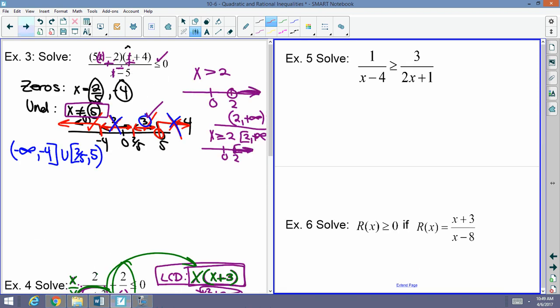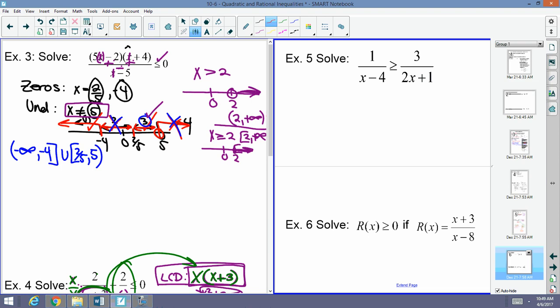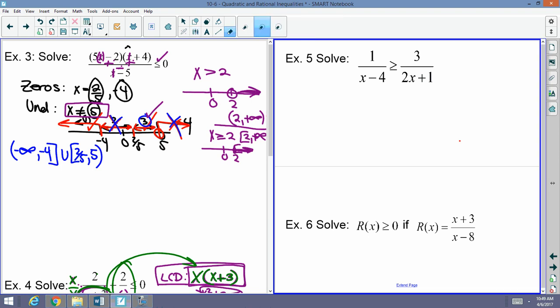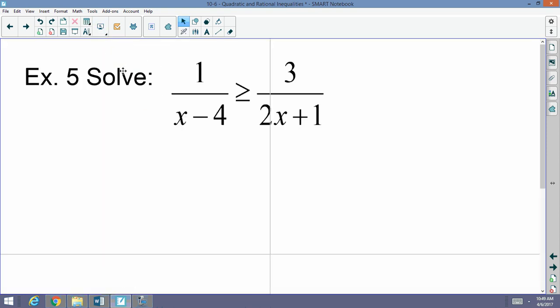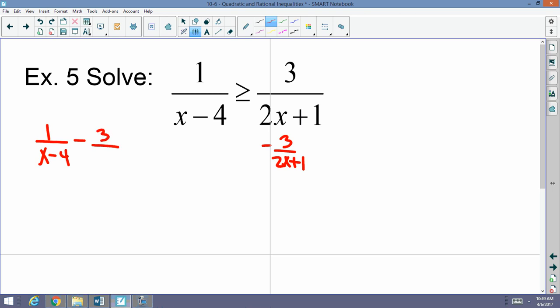All right. How about this bad boy right here? Good. Last one. We got plenty of time. This is a good one. Okay. Here. What do we do? What do you think I do first? Good. Thank you. Set it to 0. So I'm going to subtract 3 over 2x plus 1 from both sides. So I'm going to have 1 over x minus 4 minus 3 over 2x plus 1 is greater than or equal to 0. What's my LCD?